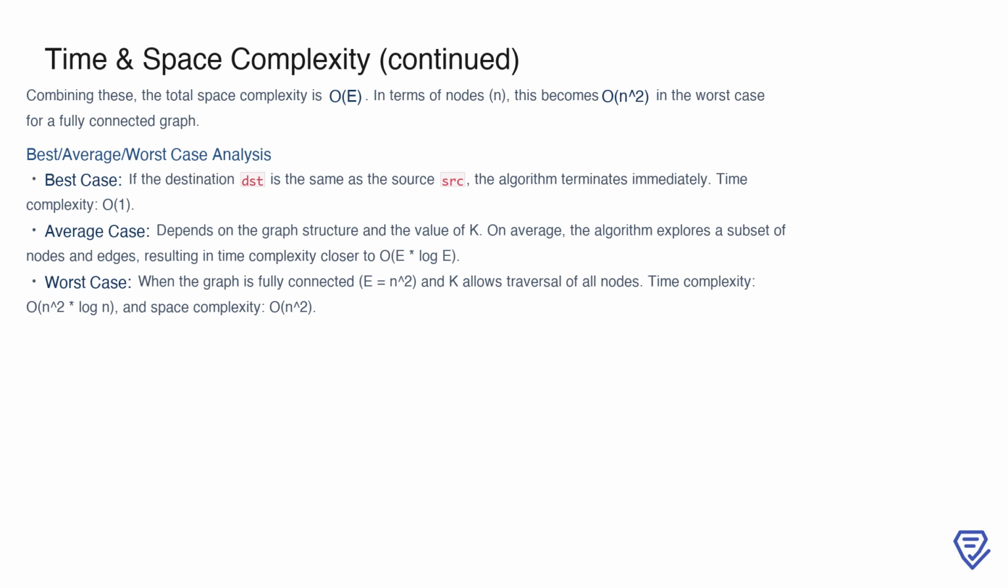Now, let's examine the best, average, and worst case scenarios. In the best case, when the source and destination are the same, the algorithm terminates immediately, resulting in a time complexity of O(1). The average case depends on the structure of the graph and the value of k, as the algorithm will only explore a subset of nodes and edges. This typically results in a time complexity closer to O(e * log e). In the worst case, where the graph is fully connected with e equal to n squared and k allows traversal of all nodes, the time complexity reaches O(n squared * log n), and the space complexity matches O(n squared).